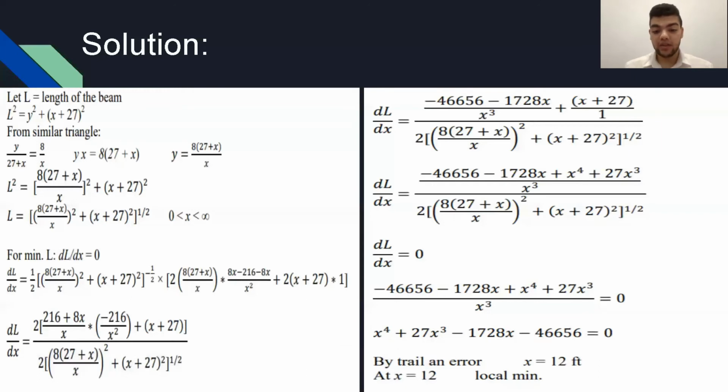What we can do with that is use the trial and error rule to get our x value, which gives x equals 12 feet. And that's our final value. That should be all for me. Thank you so much, and I'll pass it to my friends now.